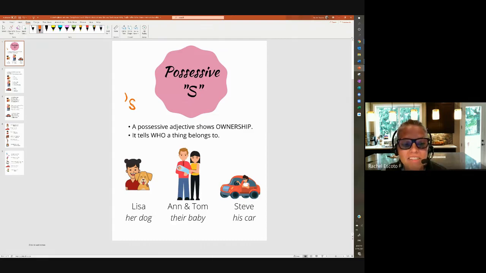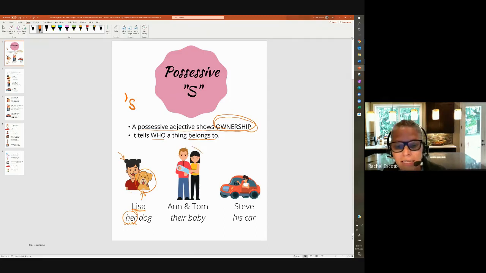Okay, so let me review a little bit. A possessive adjective shows ownership. And ownership, to own something, means it is your thing. So it tells who a thing belongs to. So here we go. Here's a dog, and here's Lisa, right? This girl's name is Lisa, and we say this is her dog. Her dog. And it's her, remember, because her is the possessive adjective that goes with she, right?